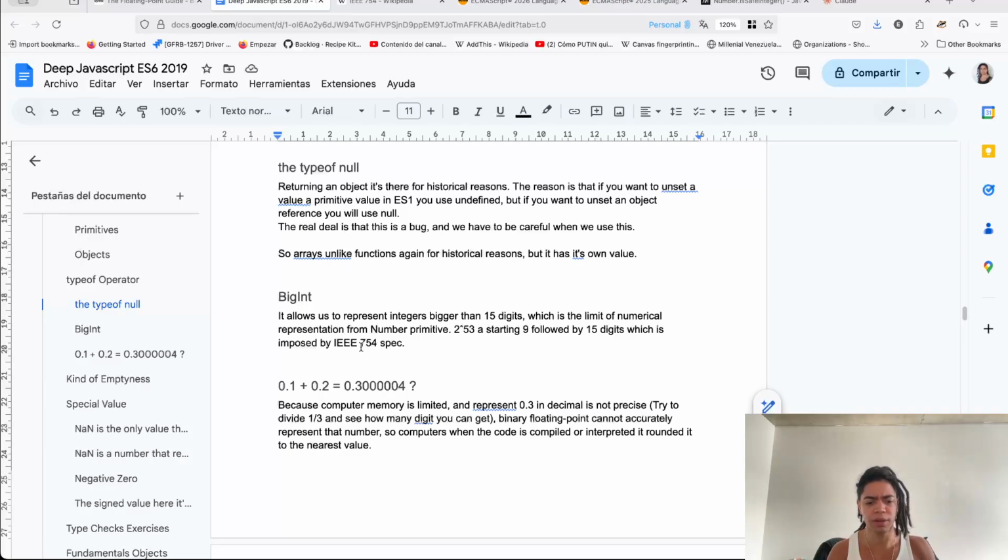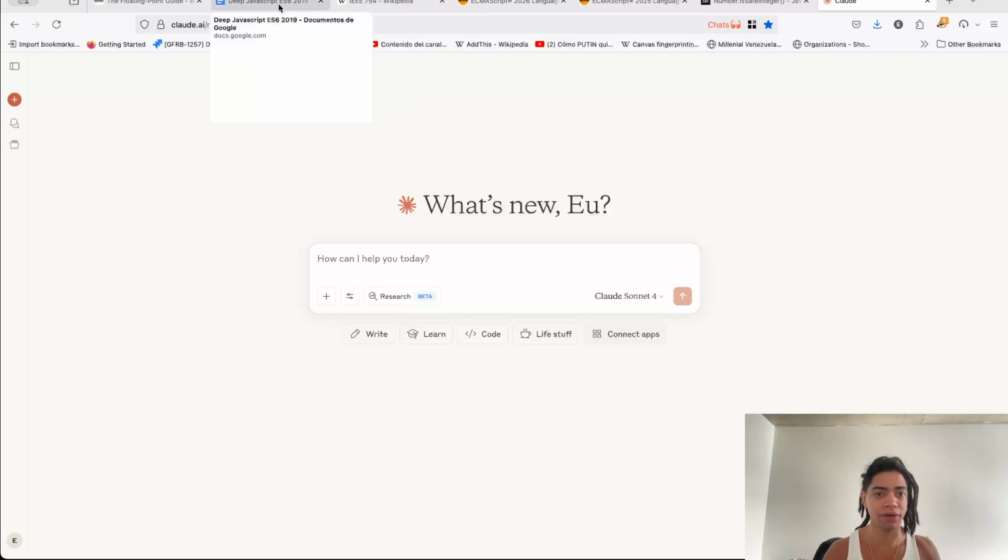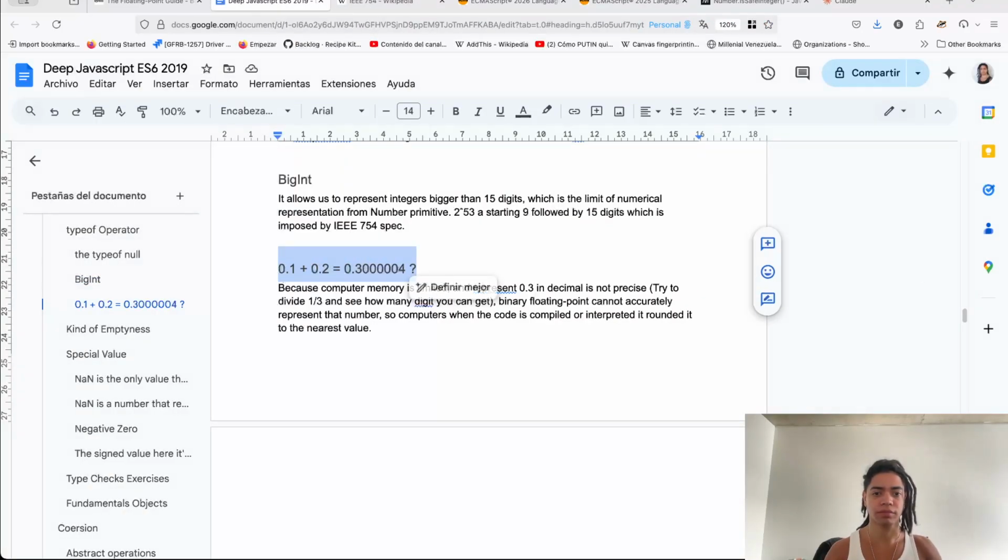So what the binary floating point system does is say, hey, I'm going to round this number, whether you're in a compiled or interpreted language. I'm going to round that to the nearest value, and I don't care. So how can you solve this? That's a very good question, a very valid question. How can you solve this?